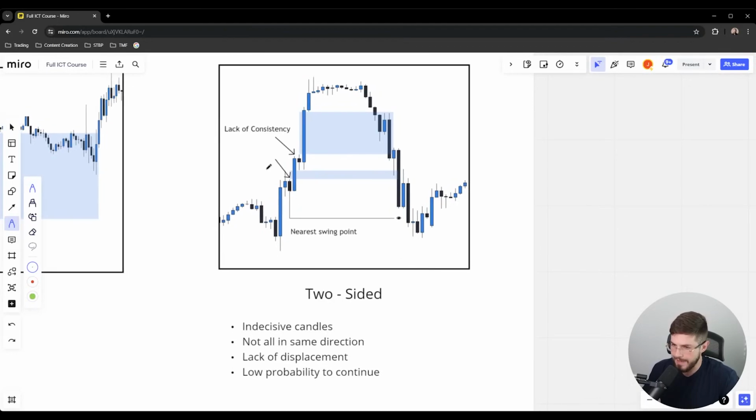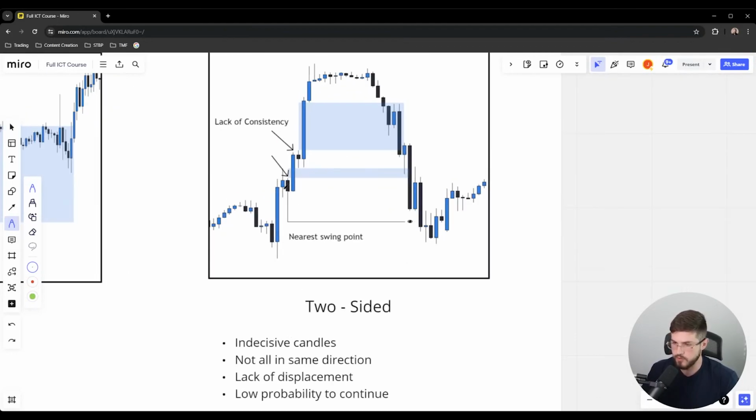Let's talk about a lack of consistency or two-sided gaps. They're going to be indecisive candles, meaning they might have some up close and some down close. This is showing a lack of displacement. The market is kind of just inching. And even though there's a fair value gap, it's not really confident in its direction, right? The market isn't really pushing. It's not that one-sided displacement you want to see when the market is high probability and moving in one direction.